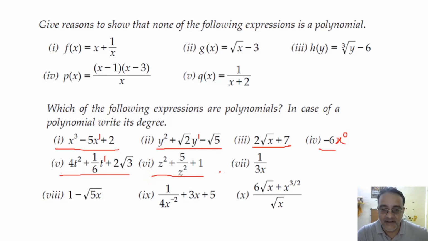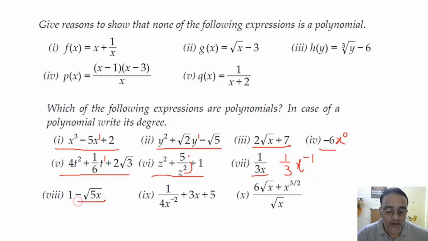No, sir. Why? Because here the power of the variable used, that is z, is -2. ठीक है, इसको ऊपर लिखेंगे तो -2 हो जाएगा ये. So that is why this is not a polynomial. What about this one? No, sir. क्योंकि 1/3 x to the power -1 हो जाएगा ये. So that is why this is also not a polynomial.